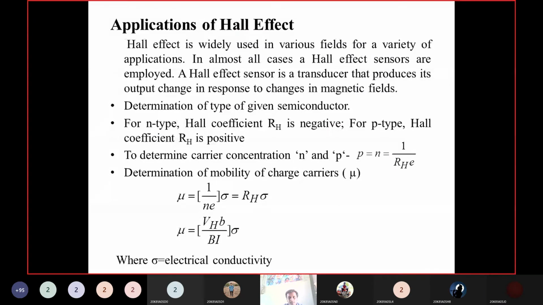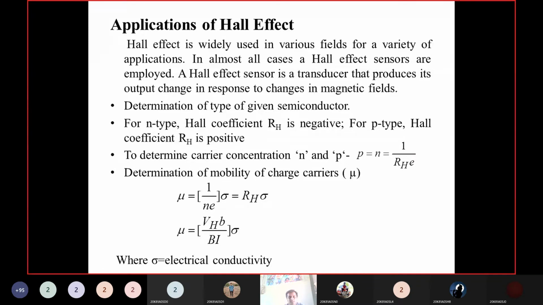So now we are calculating the determination of mobility of charge carriers. What does mobility mean? It means how fast electrons are moving. If you take metals, electrons move very fast. If you take insulators, electrons do not move. So we can calculate the mobility of the charge carriers.